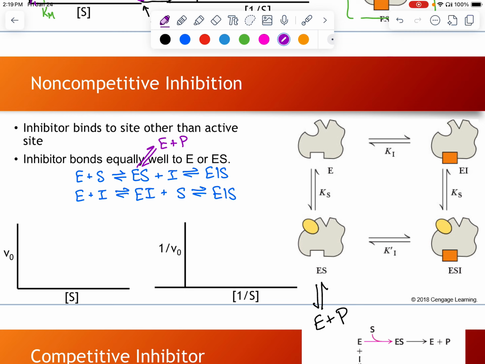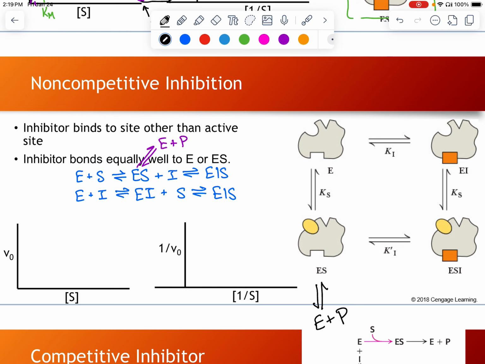Okay, so since the substrate can bond to either of these equally well, Km is not affected. So that affinity is the same. But since that inhibitor keeps the enzyme substrate complex from going to products part of the time, right? Sometimes it can go to products, but sometimes it can't. The maximum velocity will be reduced. So we can't achieve the same maximum velocity.